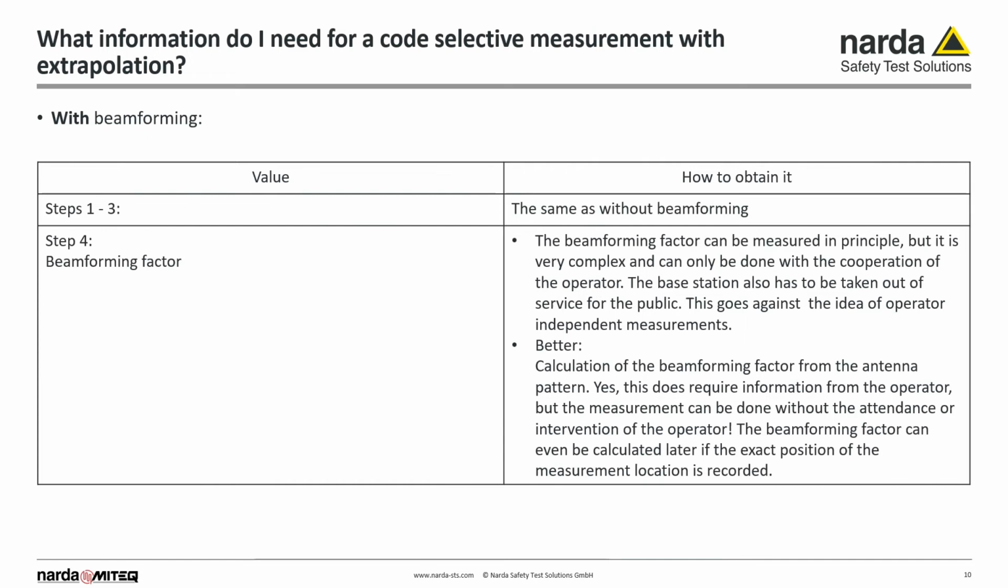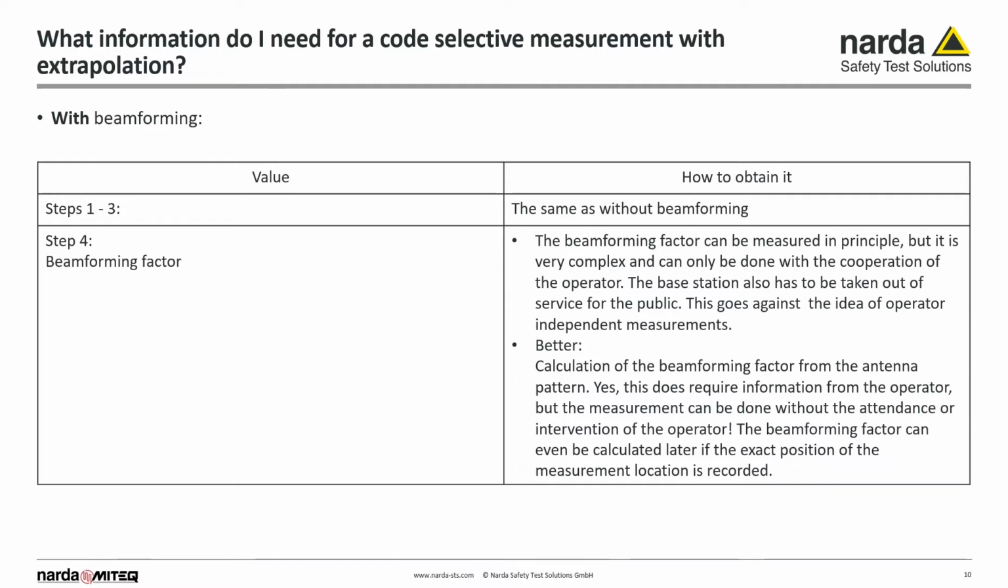The measurement procedure with beamforming stays the same, with the addition of the determination of the beamforming factor. This is very complex to determine by measurement and practically impossible without the cooperation of the provider and the use of additional measurement equipment or devices that can selectively manipulate the traffic beam. This goes against the intention of performing measurement independently of the provider.